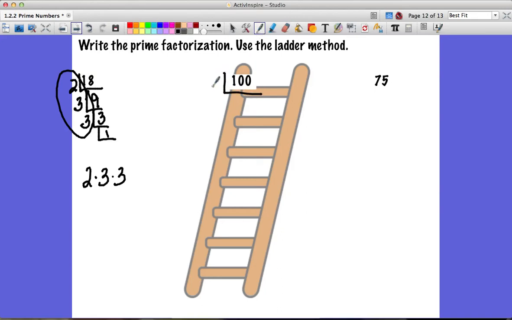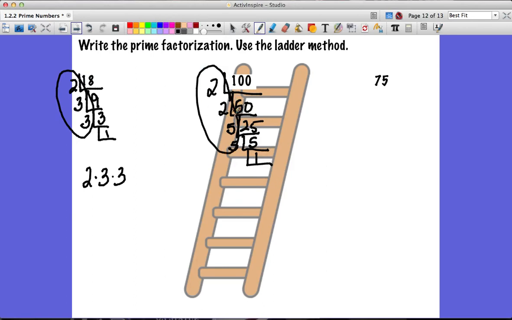100 is divisible by 2. I get 50. 50 is divisible by 2, and I get 25. 25, not divisible by 2, but it is divisible by 5, which is prime, and I get 5. 5 is divisible by itself, okay, which gives us 1. So we always want to get down to this 1 down here. So now I take these outside numbers. It's 2 times 2 times 5 times 5.